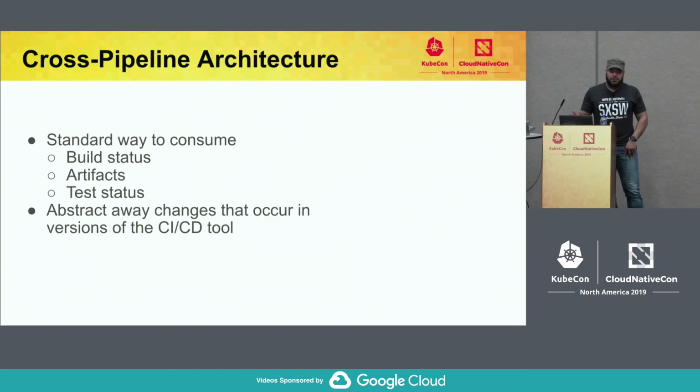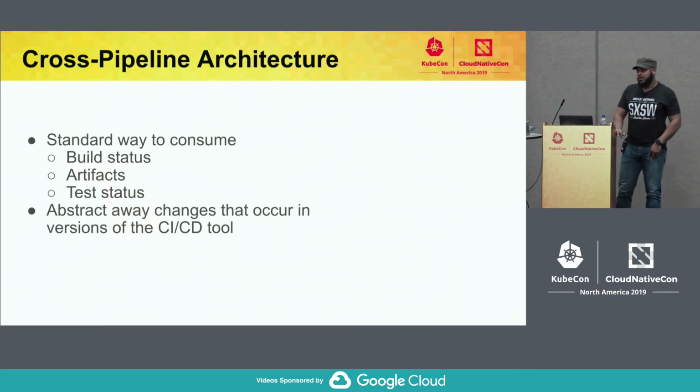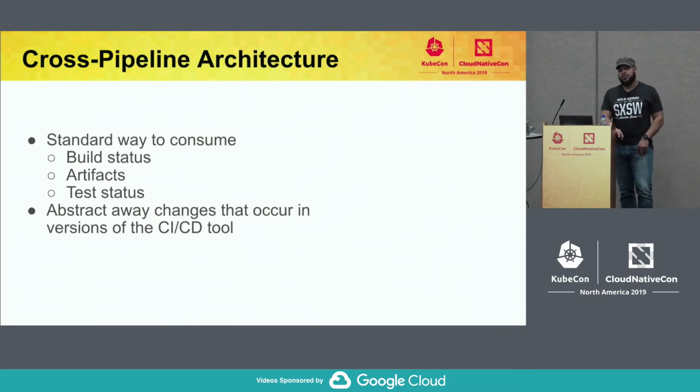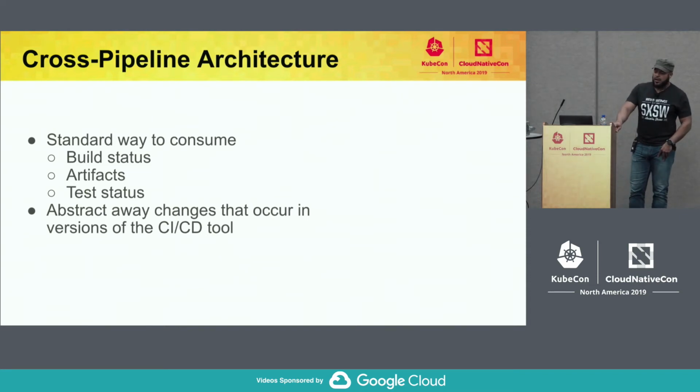The version 3, our cross-pipeline architecture, we took a stab at trying to solve some of the cross-pipeline problems. We have a standard way to consume the build status, artifacts, and test status. We abstract away changes that occur in the versions of the CI/CD tool.